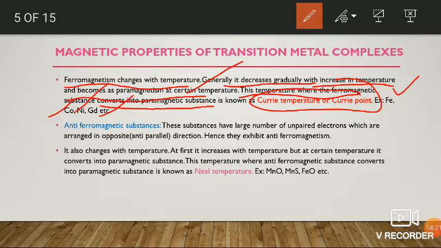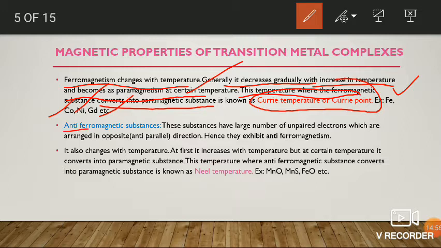Even in atomic or elemental state, they act as magnets or show magnetism. Generally, due to the presence of a large number of unpaired electrons, they show ferromagnetism even in the elemental state. The best examples for ferromagnetic substances are iron, cobalt, nickel, gadolinium.